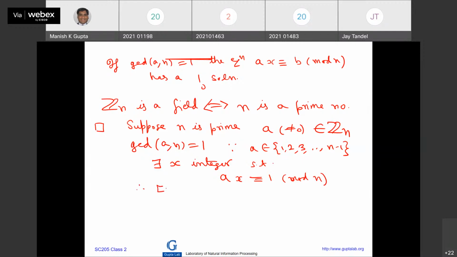Therefore, every non-zero element a has an inverse. Inverse means the product of a and x is 1, right? So x is the inverse of a. So Zn is a field.